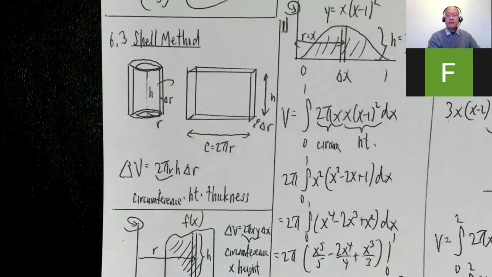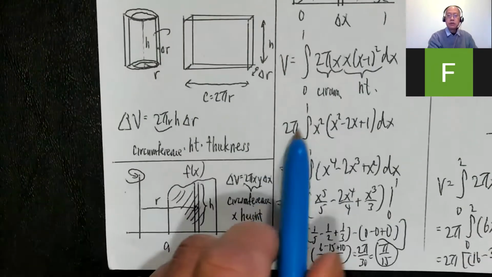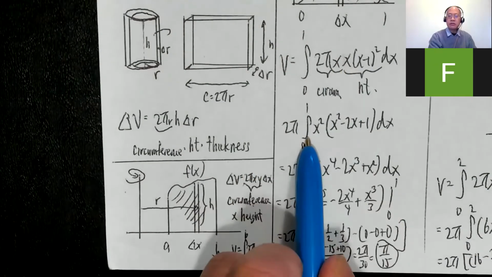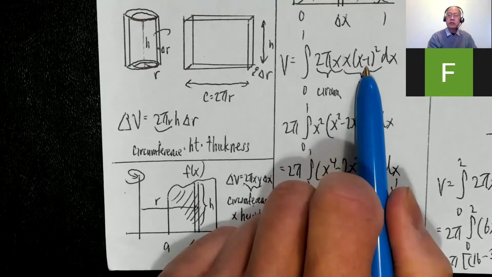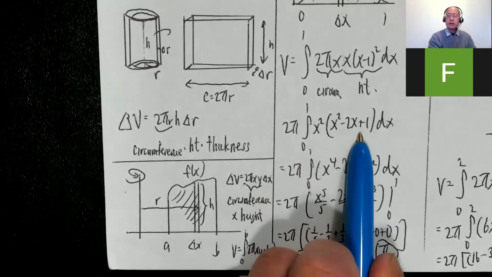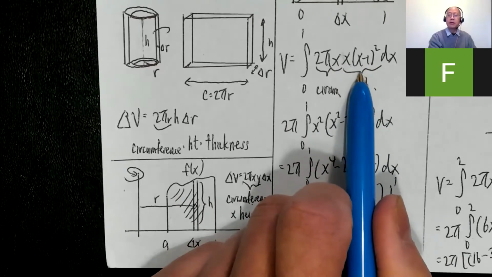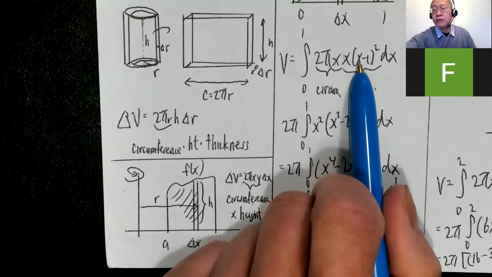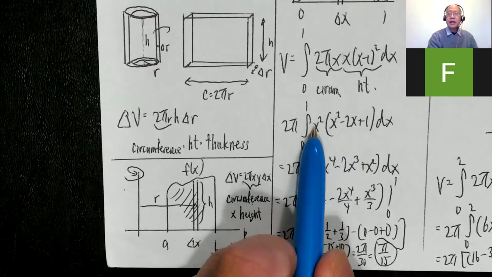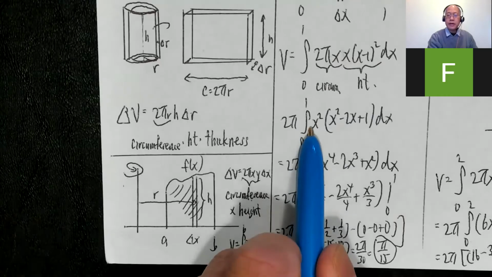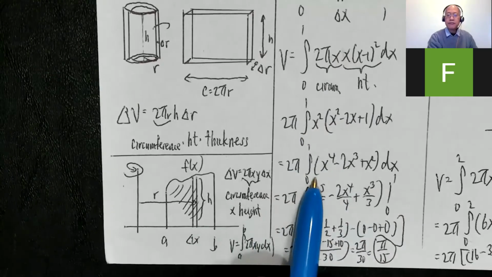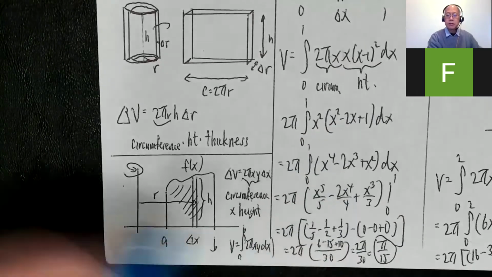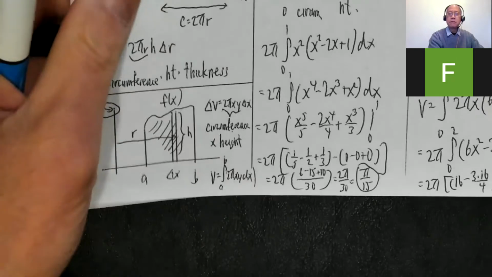All right, so clean it up, factor out the 2 pi. 2 pi comes out, x times x is x squared. (x minus 1) squared is that. I trust you can do that. The square of a binomial, right? (a minus b) squared is a squared minus 2ab plus b squared. And finally distribute. So that times all three of these. x to the fourth minus 2x cubed plus x squared. Okay.